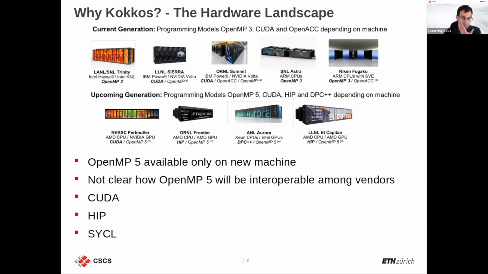But still, there are 2 advantages of using Kokkos. Kokkos can be installed also on older architectures and is already available, for example, on Summit and Sierra and Trinity. At the same time, it's not clear how OpenMP will be interoperable among the different vendors, so among AMD, CUDA, and IBM. And above this, there is also CUDA, there is HIP, and in the near future there will be SYCL. Already in standard Intel laptops, you can already use SYCL, for example. So if you want to run also on this architecture, probably the only solution currently that could run easily is Kokkos.